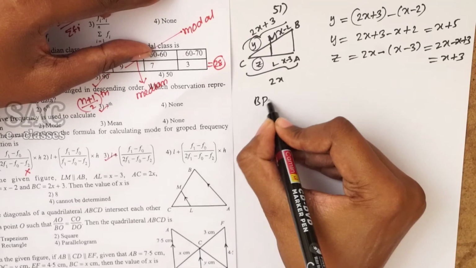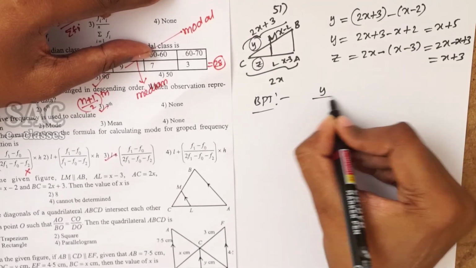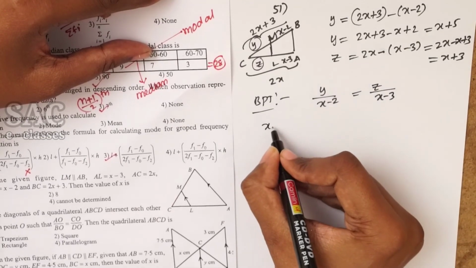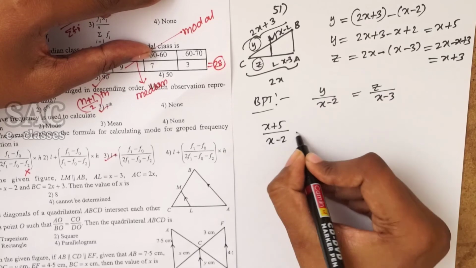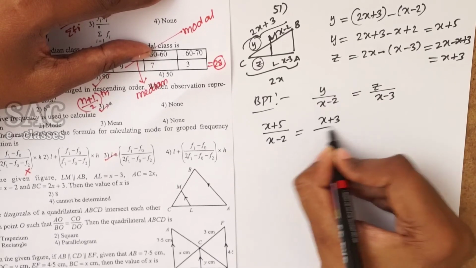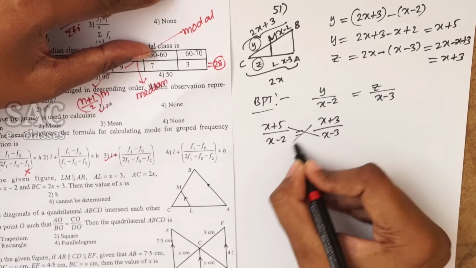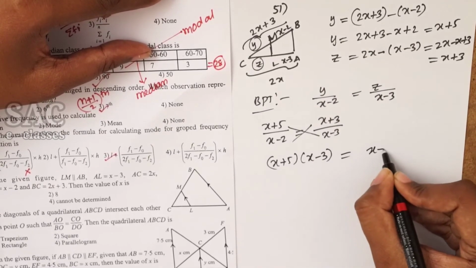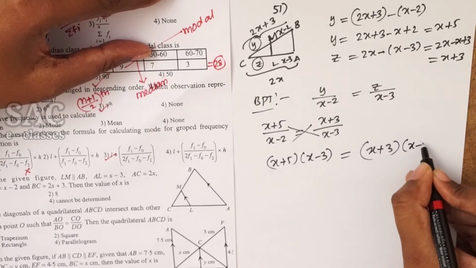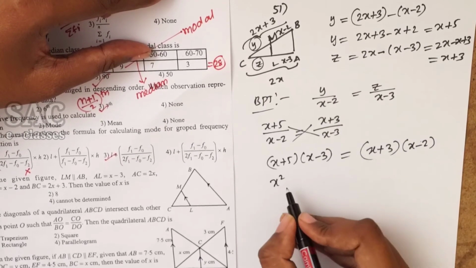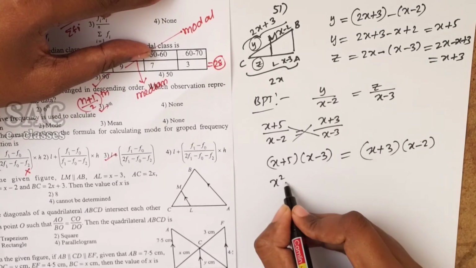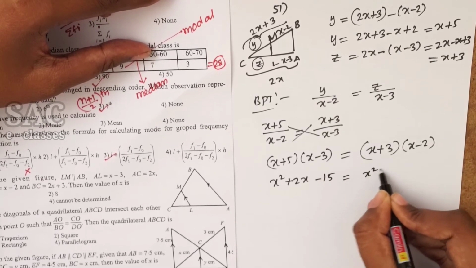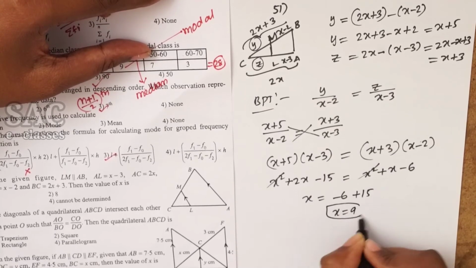By BPT, in what way can you write it? Y by x minus 2 equal to z by x minus 3. The Y value is x plus 5 by x minus 2, equal to the z value, x plus 3 by x minus 3. Do cross multiplication. x plus 5 into x minus 3 is equal to x plus 3 into x minus 2. It can be calculated as x square plus 2x, 5 into minus 3 is minus 15. Then the x value is 9.